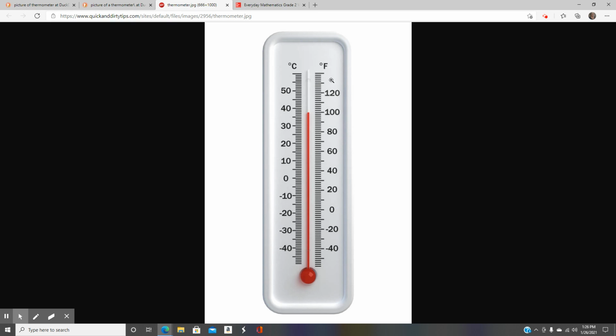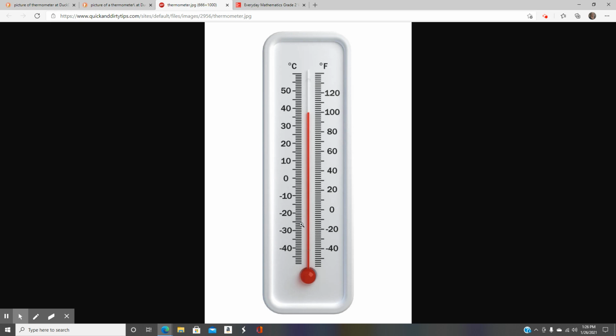The Fahrenheit side, it's skip counting by 20s. You go from negative 40 to negative 20 to 0, 20, 40, 60, 80, 100, and then to 120. Up here would be 140. Wow, that would be a hot day, wouldn't it? 140 degrees Fahrenheit. And again, you have the negative numbers, okay, below 0 numbers.